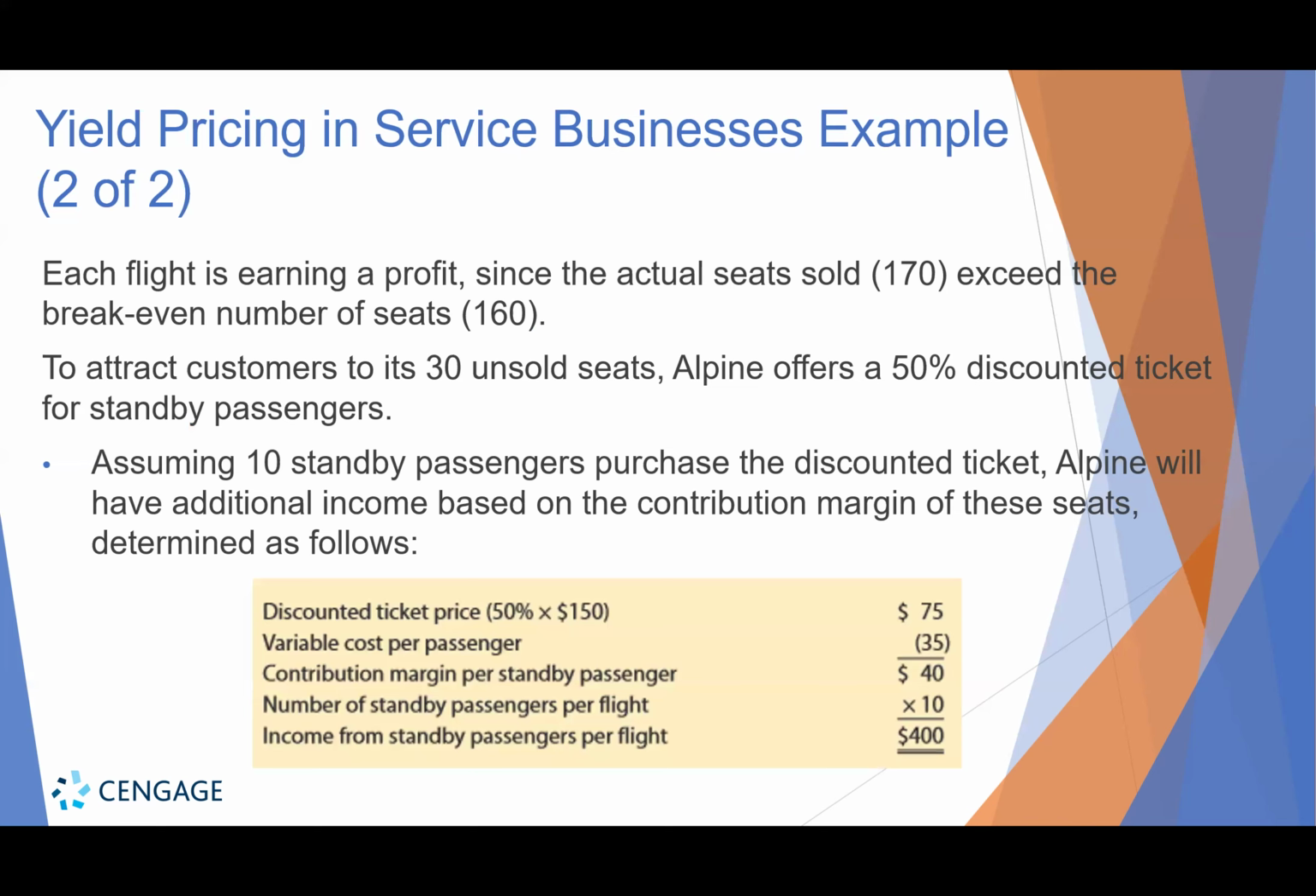So to attract customers to its unsold seats, Alpine's offering a 50% discounted ticket. If 10 passengers purchase that discounted ticket, Alpine's already going to have extra income because we've already hit our break even. We're already making money. And so that extra per ticket, even though it's discounted, is income for the company.